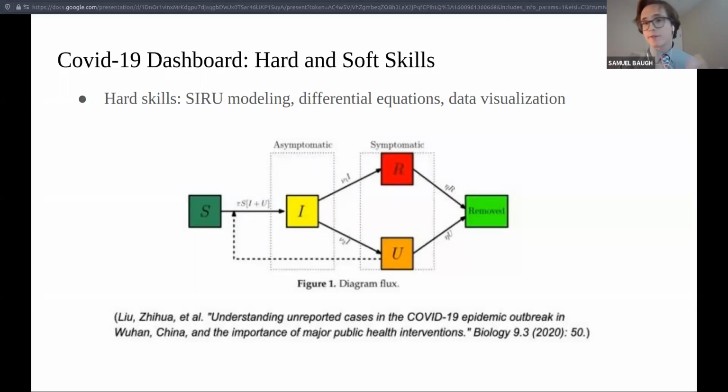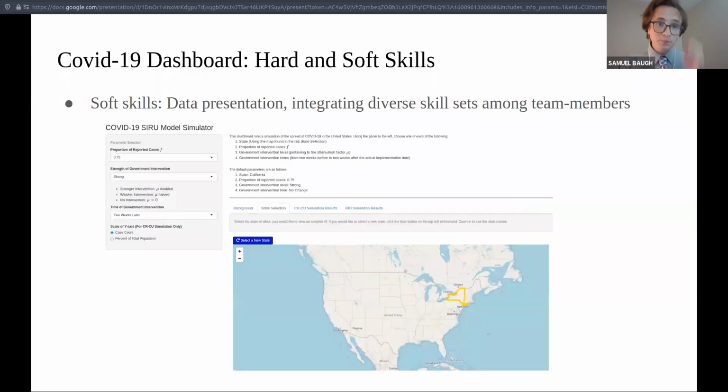They had to learn about the differential equations involved in setting up this model and running simulations. And then they also had to learn about data visualization too, which I'll talk a little bit more about later on. So for the soft skills, that's in the next slide.